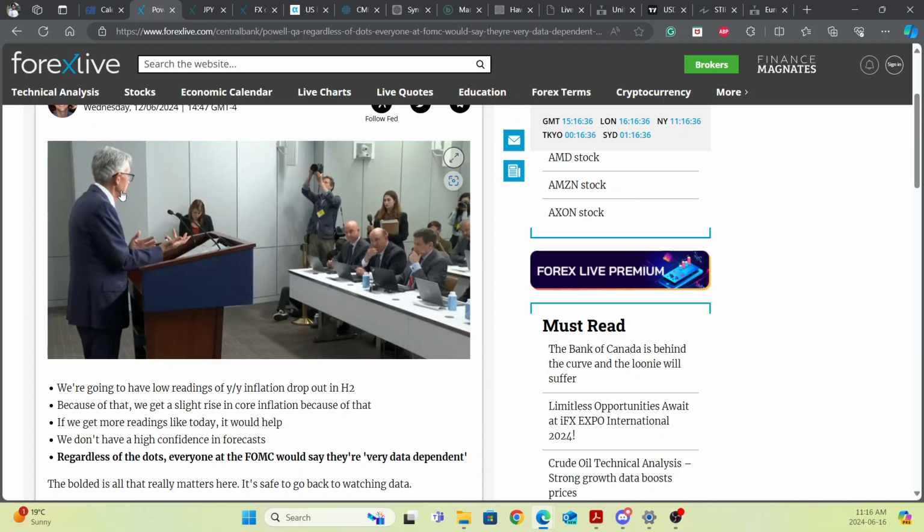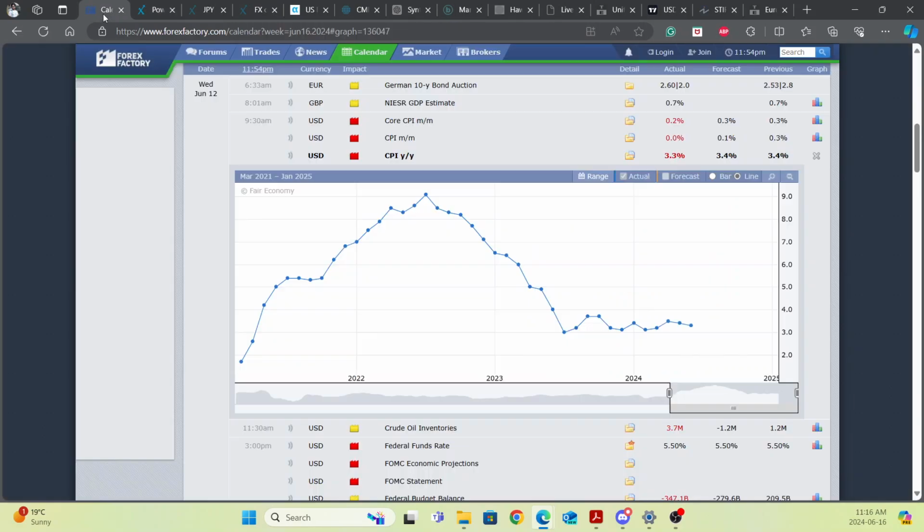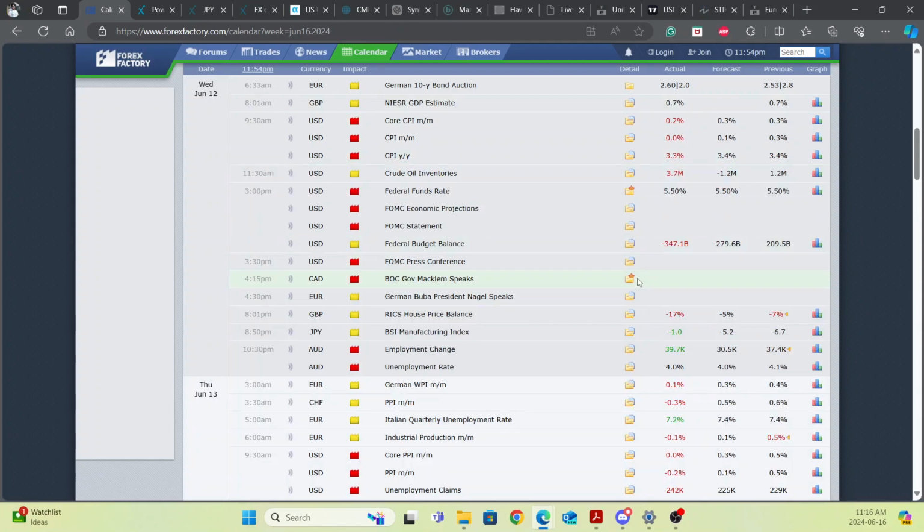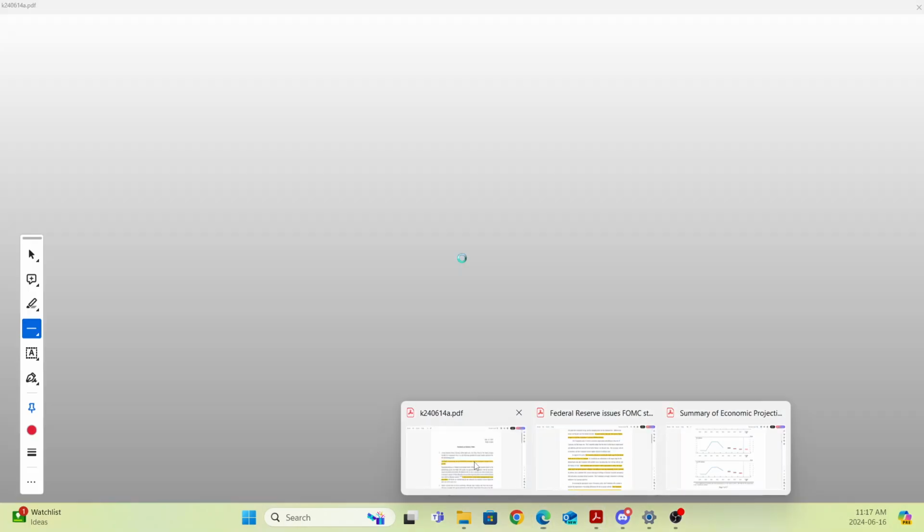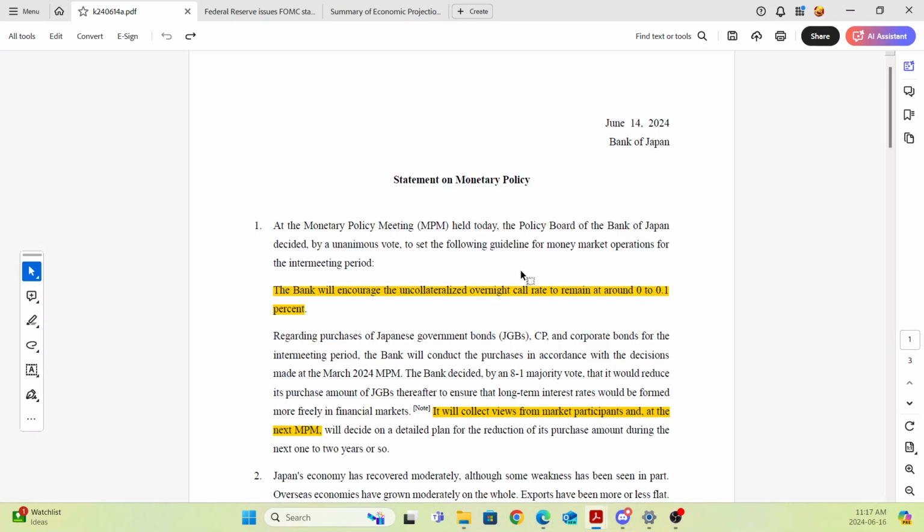So that was the FOMC report we had, and now let's head back to our calendar chart. Let me just close this one. And the next key event we are having here is the Bank of Japan policy rate decision. Let me just grab that. Okay, so Bank of Japan policy decision right here.